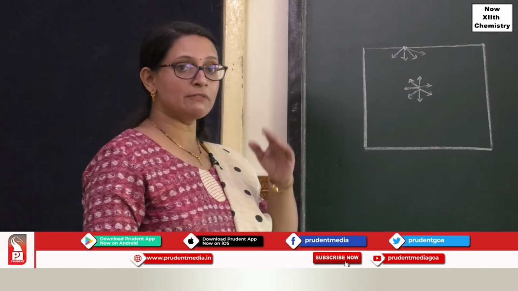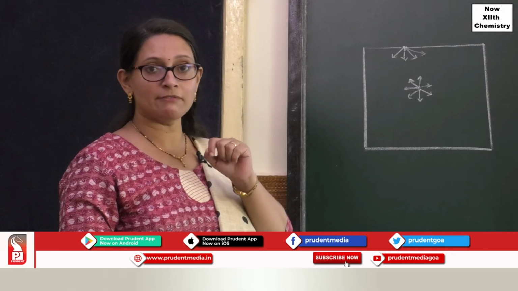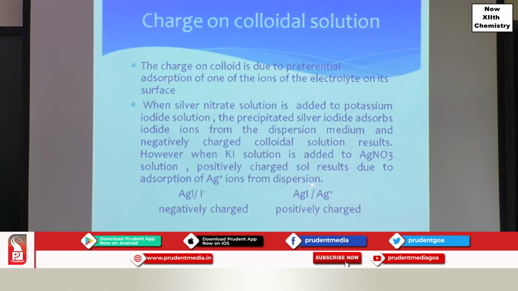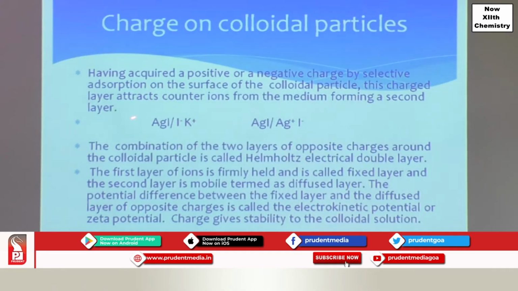On the other hand, if you reverse, if you keep on adding potassium iodide drop by drop into silver nitrate solution, again you are going to get AgI as a precipitate, and then this AgI is going to selectively adsorb silver ions from the electrolyte and the charge on the sol is going to become positive. So, like this, due to the preferential adsorption of one of the electrolytic ions on the surface of the colloidal particles, the colloidal particles get charge. In this case, it has already acquired negative charge.